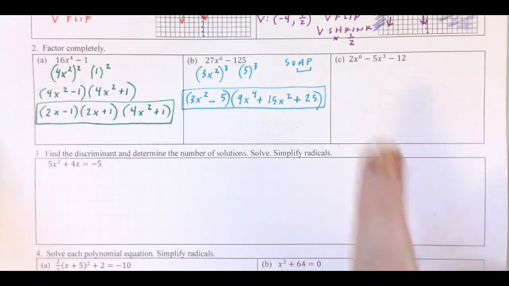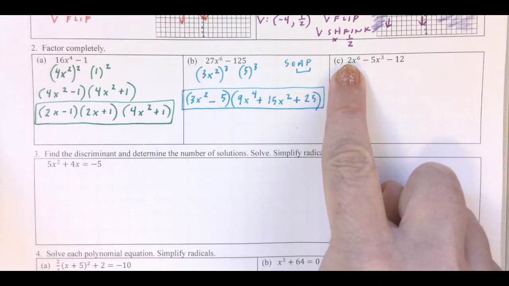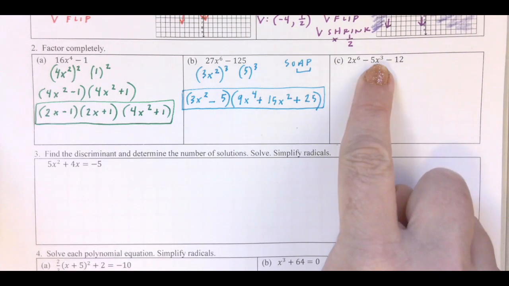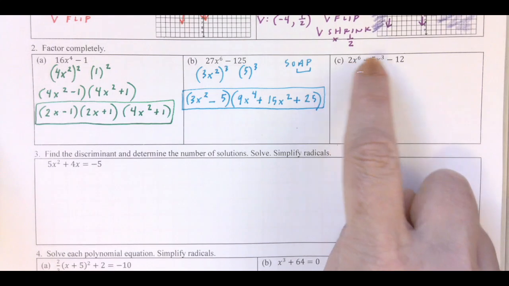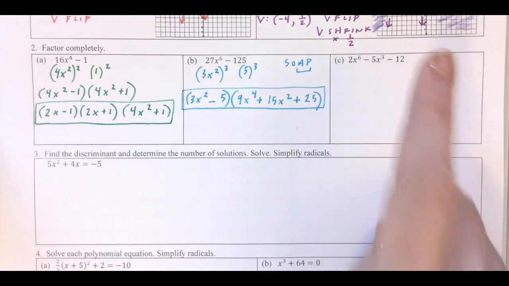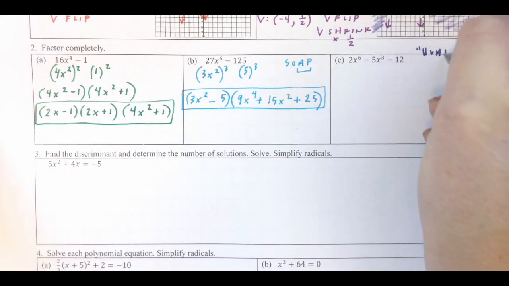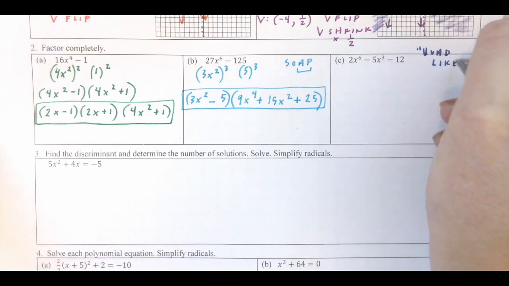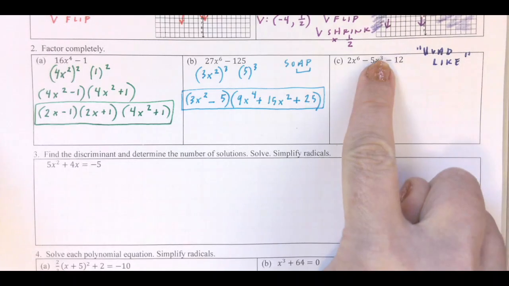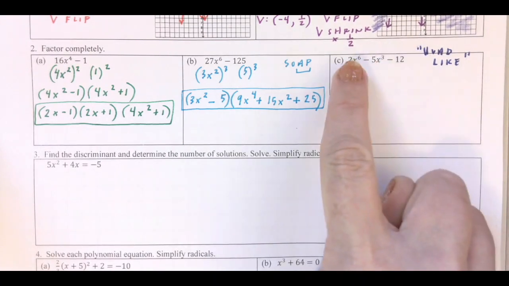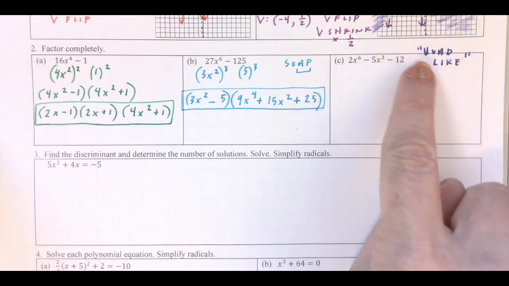Okay, this last one, what I see is that there's no GCF. Here I have an x to the sixth power, x to the third power, right? That power is half of what that first one was, and then my constant. So this one is quadratic-like. The most common one we see is a power of 4, power of 2, constant. But even a power of 10, power of 5, constant would be quadratic-like.